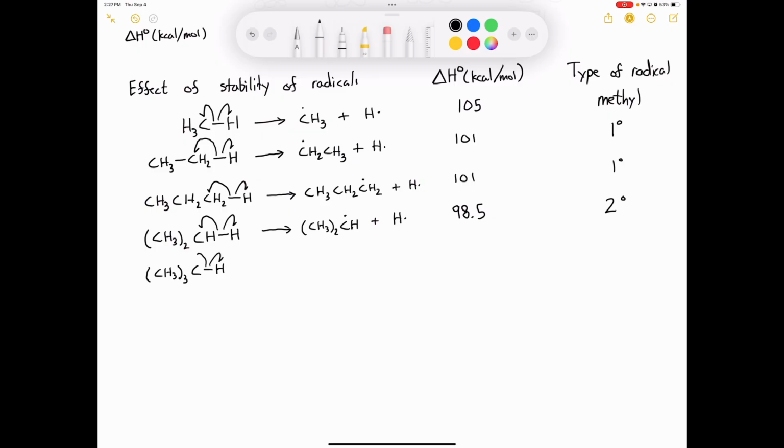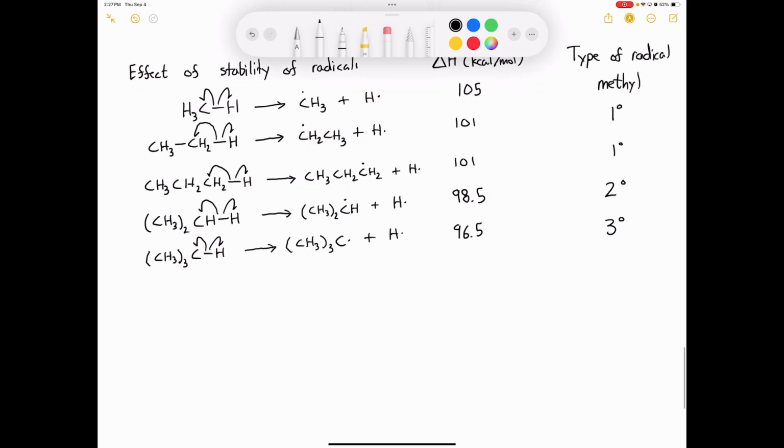All right, so the arrows go like here, and then we get CH3 C dot plus H dot. So these energy values, you're always generating H atom. So what we're looking at is the carbon radical here. Now this goes down in energy, 96.5. So this is almost 10 kcals less than a methyl radical. So this one's the most stable. Tertiary radical. Okay.